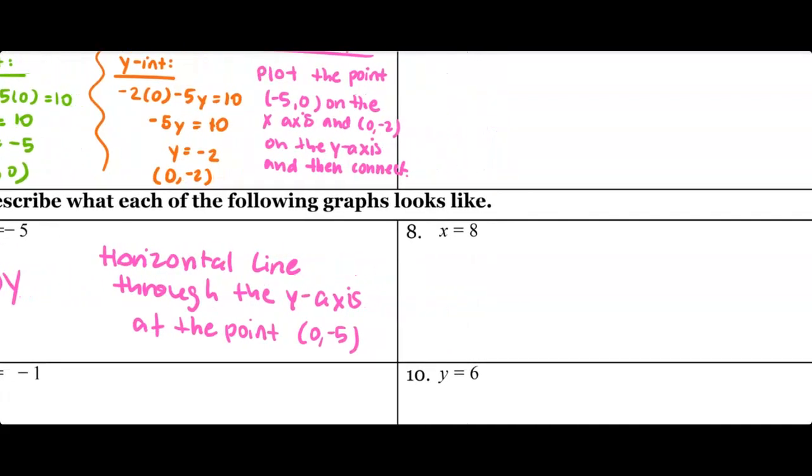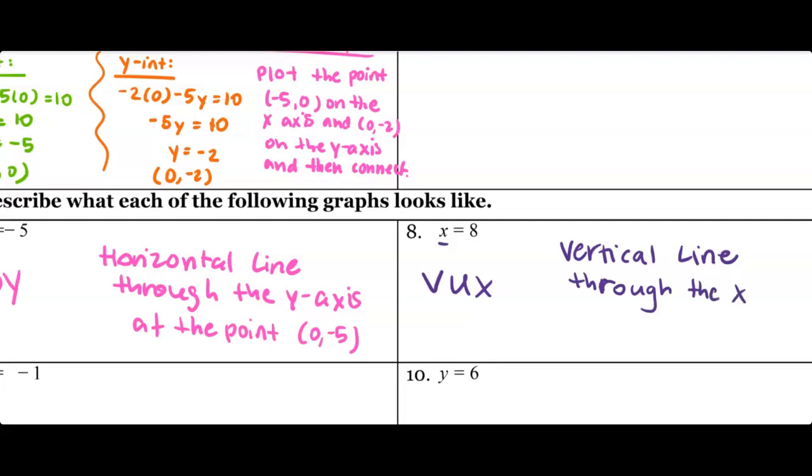I look at this one, x equals 8. This is VUX because it's x equals. So it's a vertical line through the x-axis at the point (8, 0).